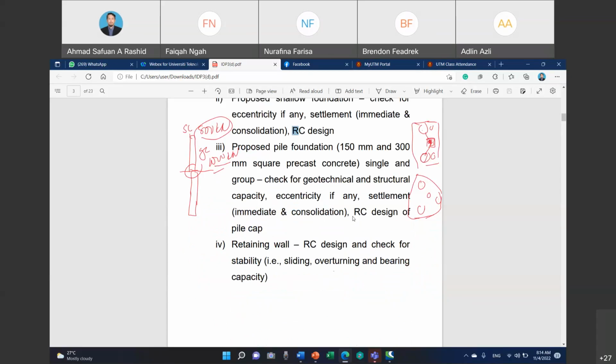So then proposed pile foundations. So this is some suggestion: 150 mm dengan 300 mm square precast concrete, single and group. So then you need to check for the geotechnical structural capacity.